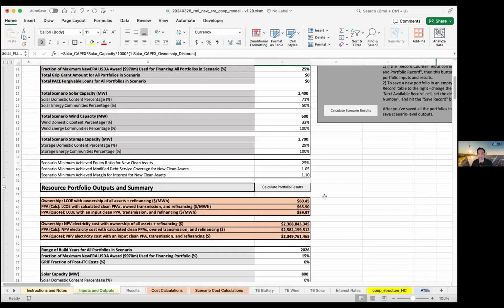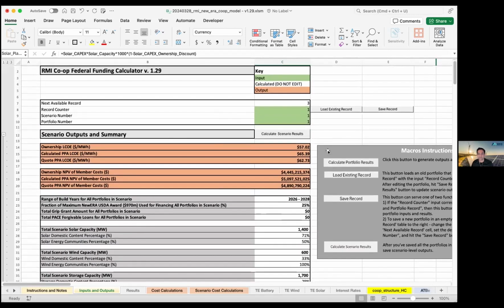So first of all, I'm going to take this new assumption and calculate what the portfolio results are. Next, after calculating that, I want to save this into a new record. But I want to save this into a new record that's going to be a new scenario.